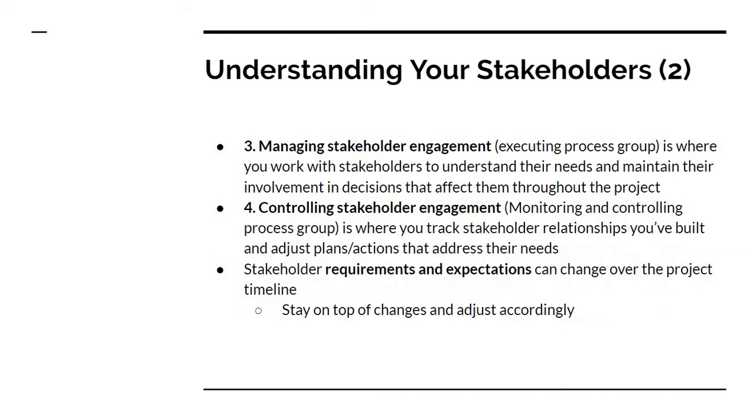The third step is managing stakeholder engagement. This is where you work with your stakeholders to understand their needs and maintain their involvement in decisions that affect them throughout the project. And then lastly, you have controlling stakeholder engagement. This is where you track the relationships that you've built with your stakeholders, and you try to adjust your plans and your actions to accommodate all of the different needs that they might have. Stakeholder requirements and expectations change over a project timeline, so you have to make sure that you stay on top of those changes and adjust accordingly.